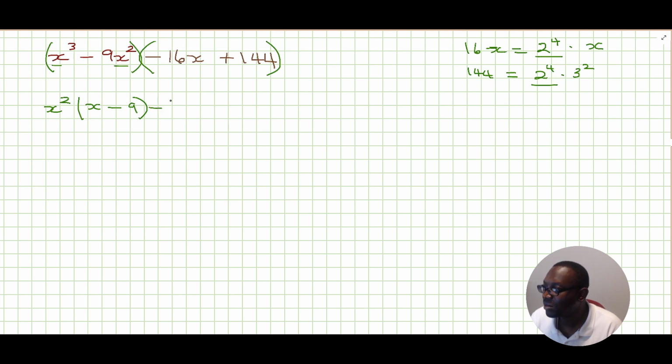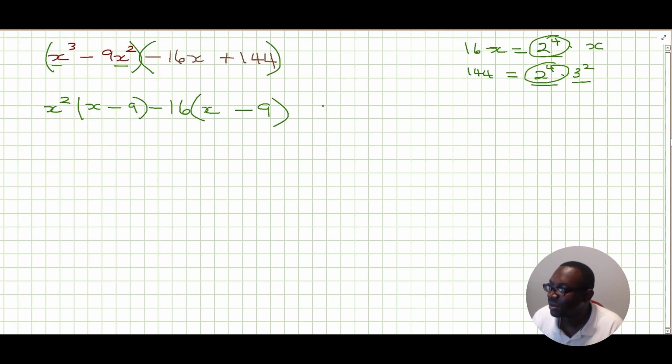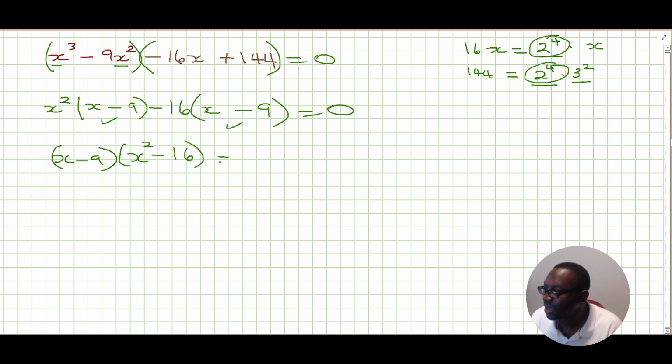So we now have minus 16. When you get rid of this right here, you're left with x. And then because we're dividing by a negative number, we have this as a minus. 144 divided by 16. If I get rid of this, I'm left with 9. Minus 9. So this is equal to 0. So now our greatest common factor is x minus 9. So we have x minus 9 is our greatest common factor. And what's left over is x squared minus 16 equal to 0.